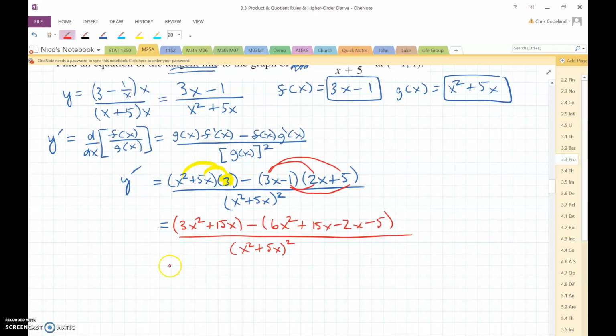Then I can combine like terms. So 3x squared minus 6x squared would be negative 3x squared. 15x minus 15x, that cancels out, or it becomes 0. Minus negative 2x, that's going to be positive 2x. And then minus negative 5, that's going to be plus 5, all over x squared plus 5x, squared.